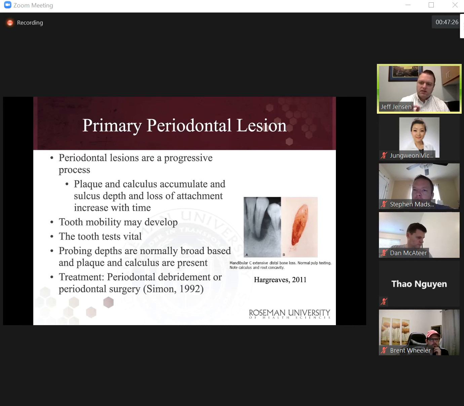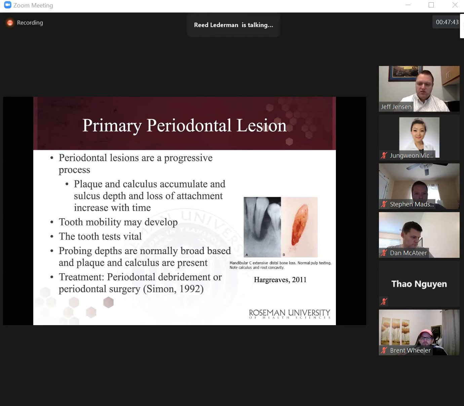Okay, so it's just enough for the infection to drain. On the perio case, typically your probing depths are going to be wider and broad. So treatment here is obviously scale and root plane, debride, possibly periodontal surgery. So primary perio. Dr. Jensen, can you, clinically speaking, what is the difference you are feeling with a broad-based probing depth versus a narrow one?